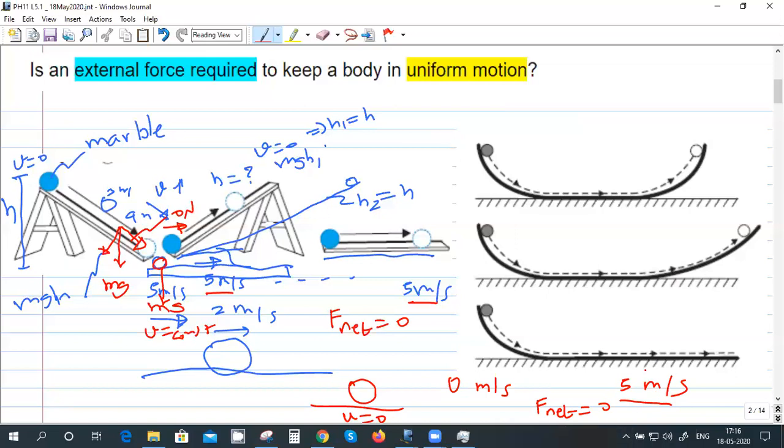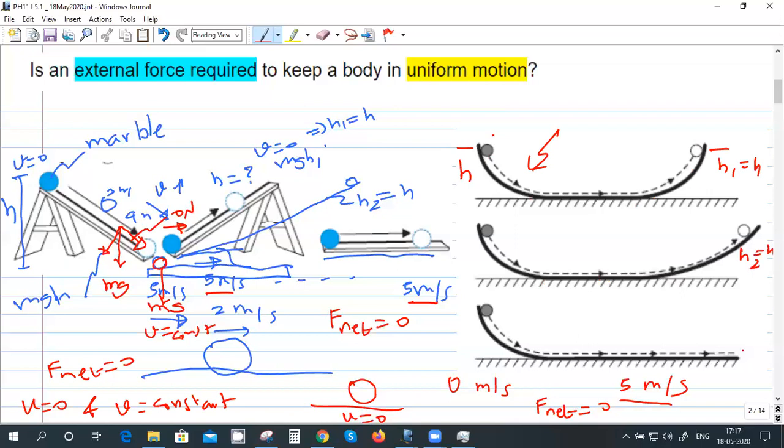So Galileo's important understanding is that a body at rest and a body with V equal to constant are the same, in the sense that F net is zero for both. This is another type of inclined plane, where it is curved. The marble is released from here and it will reach the same height. This H1 is the same as H, and this H2 is also the same as H. And if it is flat, it will never stop.